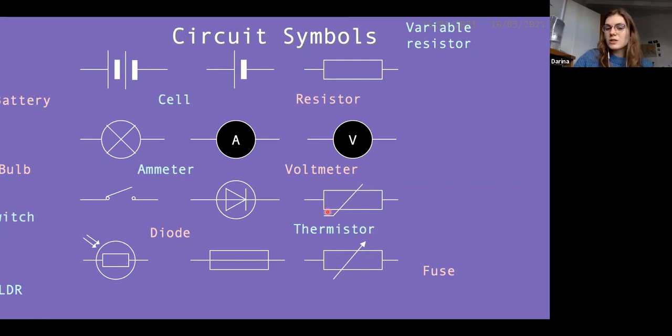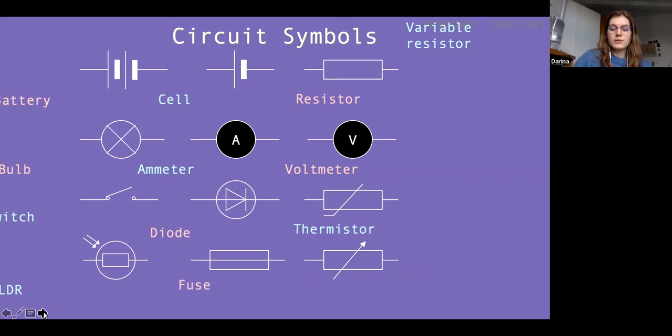With the thermistor, I'm actually not quite sure what this line means, but you just have to remember that this one is the thermistor and this one is the variable resistor. But well done. So that's the fuse. The little line in the middle there represents the wire that is going to be melting if you pass too high of a current through it.